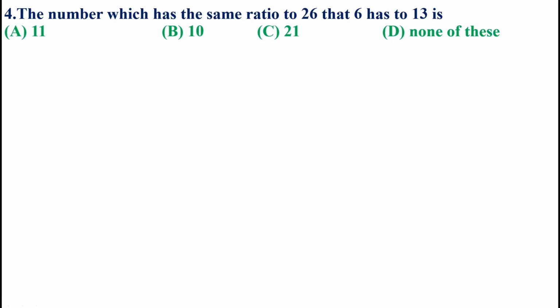The number which has the same ratio means 26 to 6. Whatever ratio will come, what number we have to keep here so that we will get the same ratio. 3, but the answer is not there. 3, so the option is none of these.